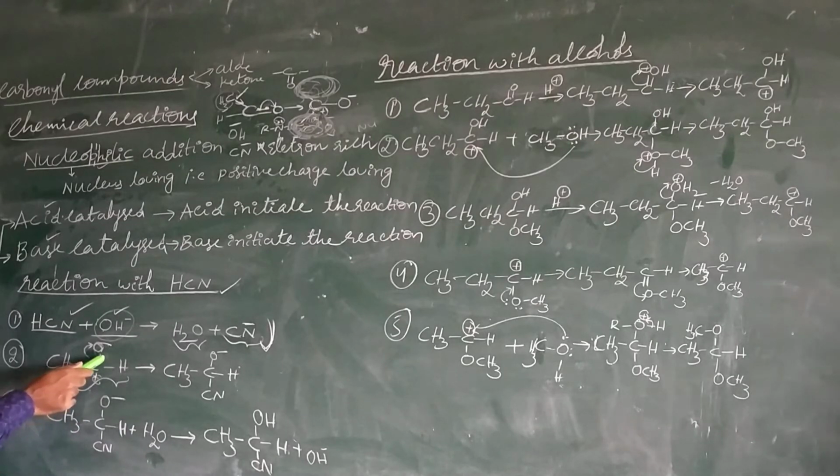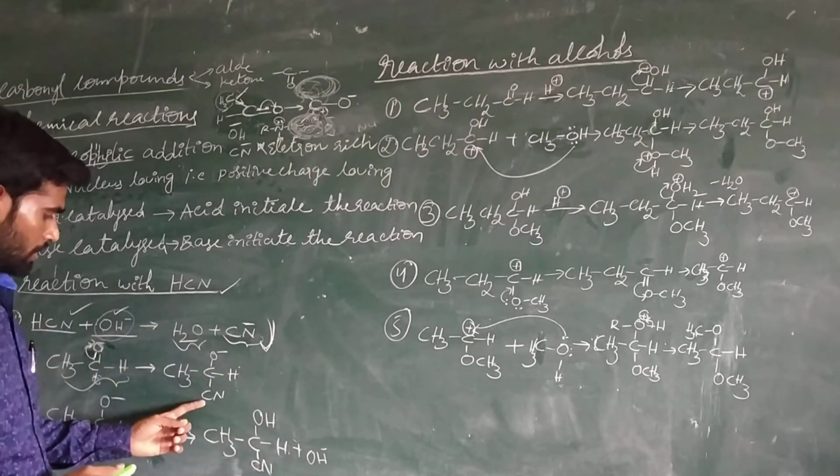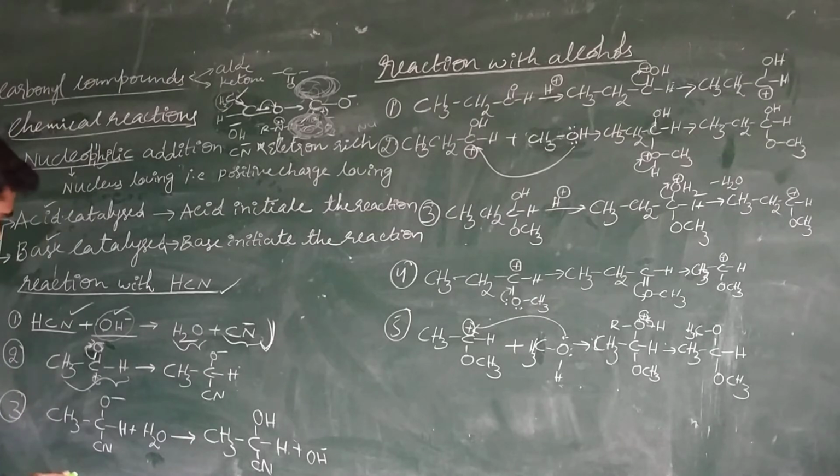You can see it with the bonds also. 1, 2, 3. Carbon has 4 bonds. So anyway, now the pi electrons are shifted towards the oxygen. Now the oxygen atom has negative charge and CN minus is attached to the carbon atom.